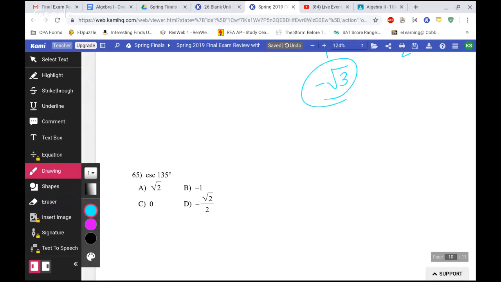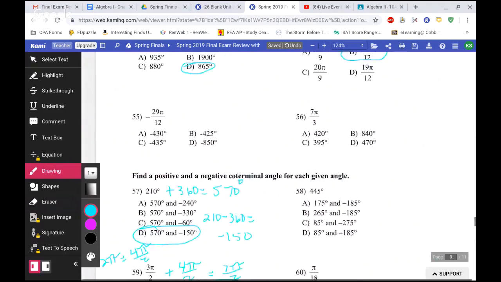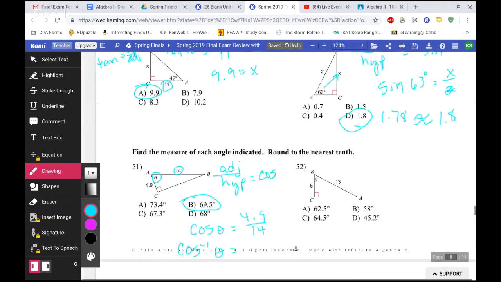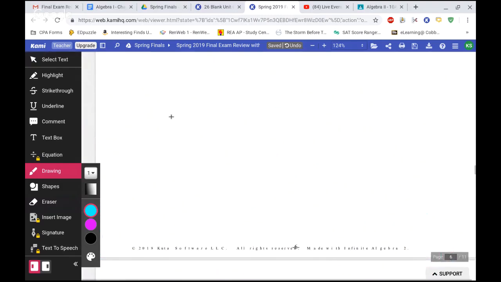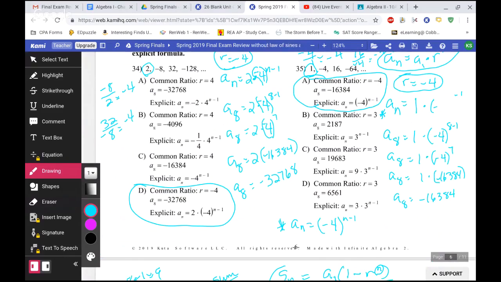And I'll leave 65 just for you to have one to try on your own. And please come to class prepared to ask any questions to Miss Wynn or me over anything on these worksheets that you don't quite understand, so that we can finalize this.